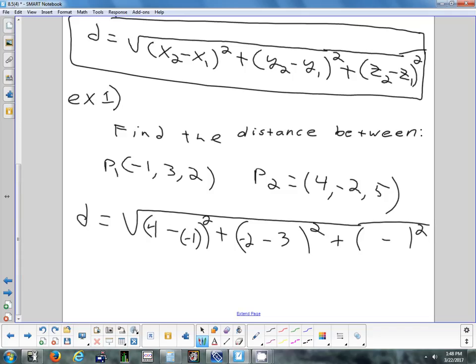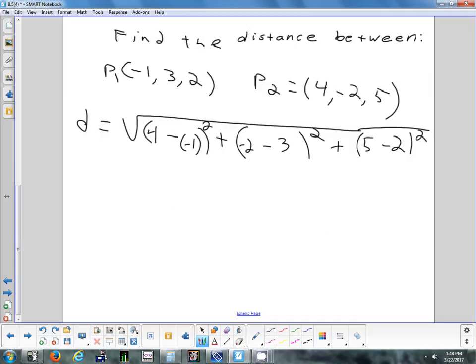And Bria, the last 2 things I would plug in? 5 minus 2. Okay, so just do that out, and that's the distance in 3D. So Alex, what's 4 minus -1? That should be 5, possibly. Yep, and if you square it? That would be 25. Good.